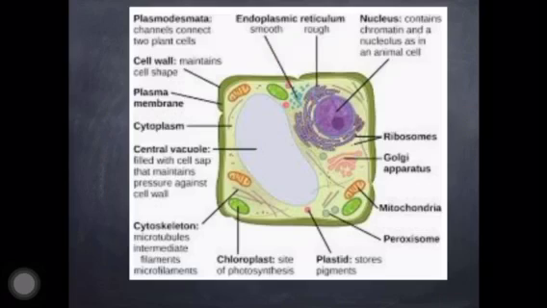Plastids, which store pigment. We will further discuss the plastids and their classification. Here you have to learn that plastids basically are the storing pigments. Then peroxisomes, which help to generate energy. Then mitochondria, the energy house of the cell. Golgi apparatus, the storing house of the cell.